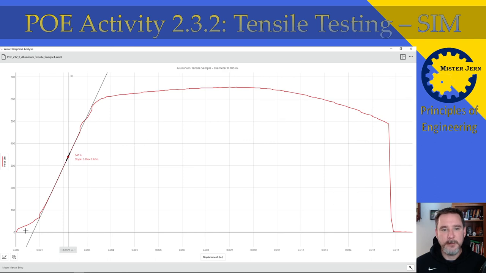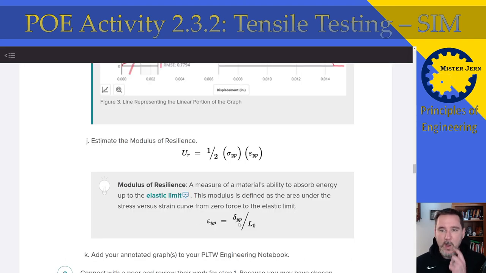Go back over here. Let's get rid of that slope because that's too much information right now. So you decide where your yield point is. Maybe it's right here. This would be the elongation at this point. So this is what you want: the elongation at the yield point, divided by the original length, 1 inch. That's going to give you the strain at the yield point. Take that, multiply it by these two things, and that'll give you your modulus of resilience. That's letter J.